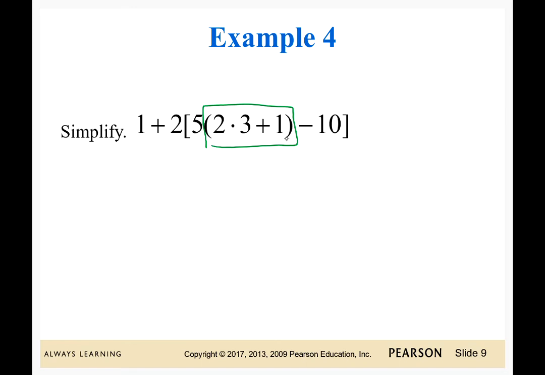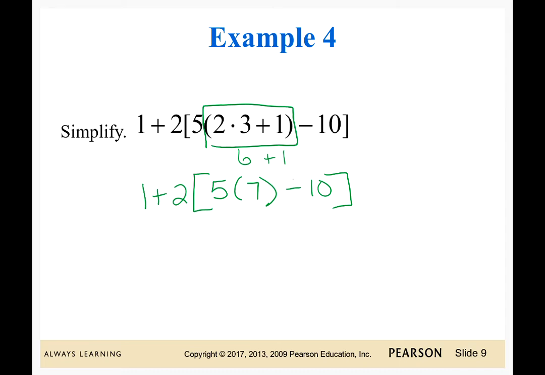Okay, inside those grouping symbols, we have a multiplication and an addition, and we know multiplication comes first. So 2 times 3 is 6, so this is 6 plus 1, which is 7. So I'm going to rewrite the problem. And inside those parentheses is now going to be a 7. All right, at this point, the parentheses no longer mean grouping. We've already taken care of the grouping by simplifying everything inside there. The parentheses now mean multiply.